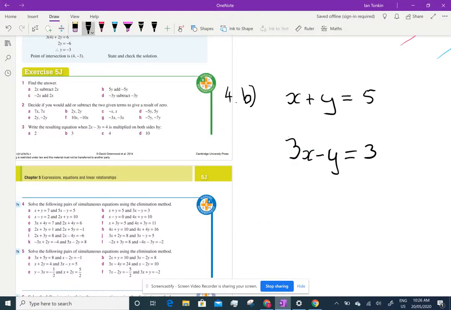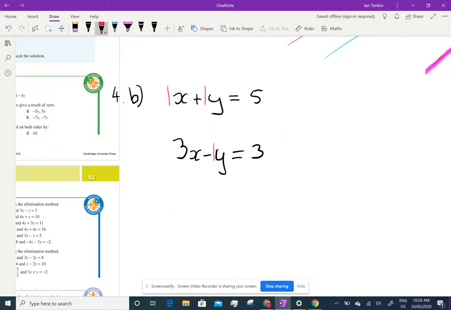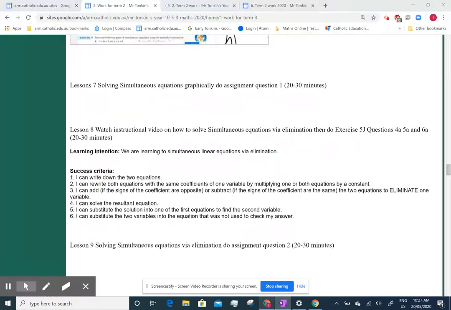So let's go back. Remember, there's a 1 in front of there, there's a 1 in front of there, and there's a 1 in front of there. So I've written the two equations, and one of the things I have to do is number them. I'm going to call that equation number 1, and that equation number 2. Now, look at the y's. The y's have the same coefficient. They both have a 1. So I can rewrite both equations with the same coefficients of one variable, but I don't need to change either of these equations. They've already got the same coefficient in front of the y.